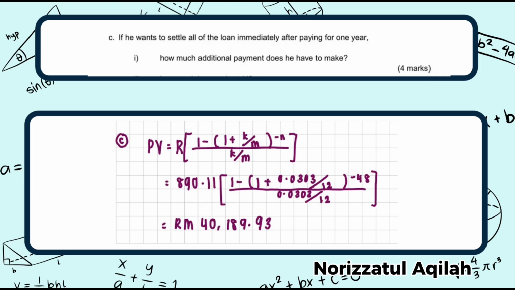Next, we move to question number C. If he wants to settle all of the loan immediately after paying for 1 year, how much additional payment does he have to make? So as usual, we need to use the formula below to find the PV. And here we got R equal to 890 ringgit 11 cent, and K is 0.0303, and M is equal to 12, and N, which is payments, we got 48 payments because the question is for 1 year. So 1 year equal to 12 payments, and we need to do 60 minus 12 payments, and we got 48 payments.